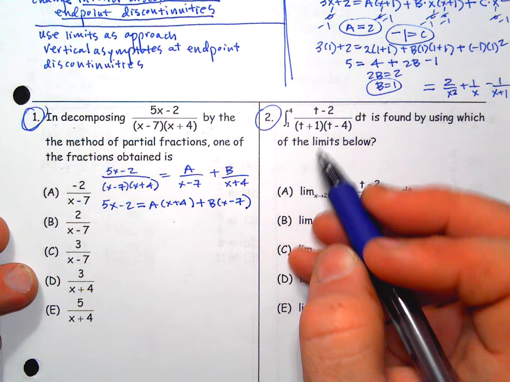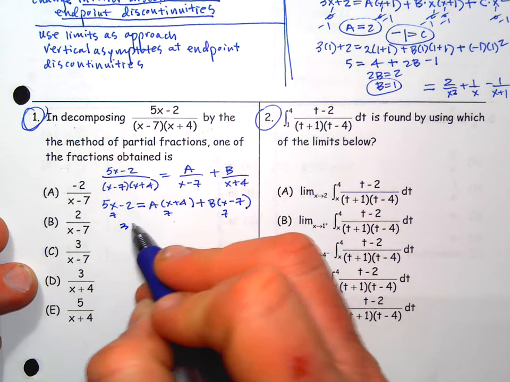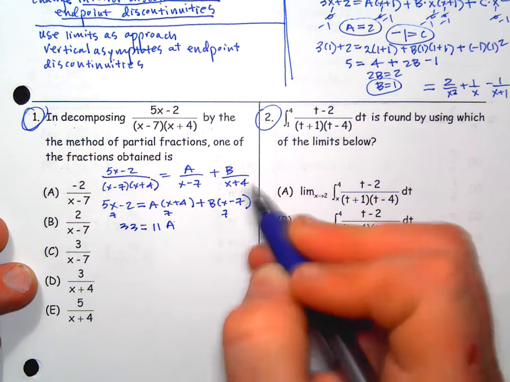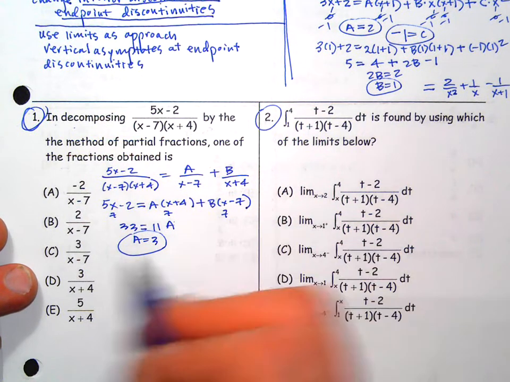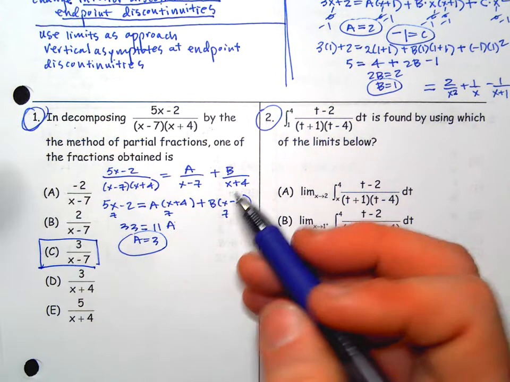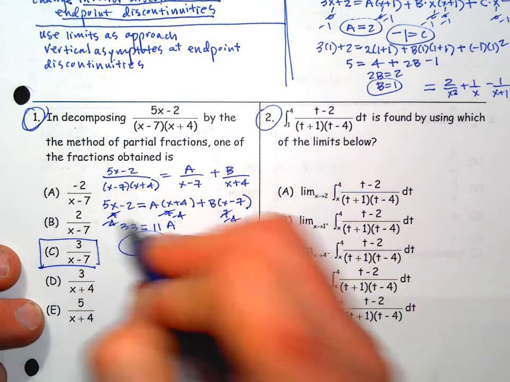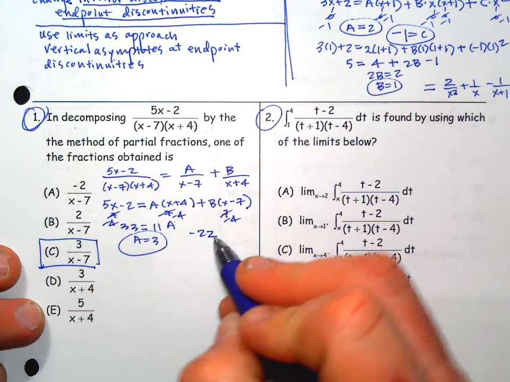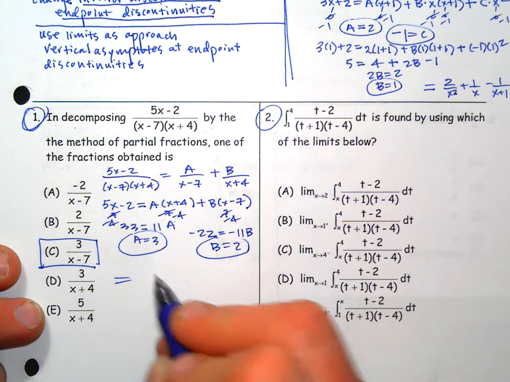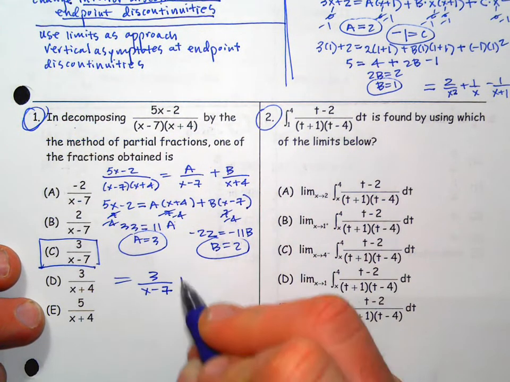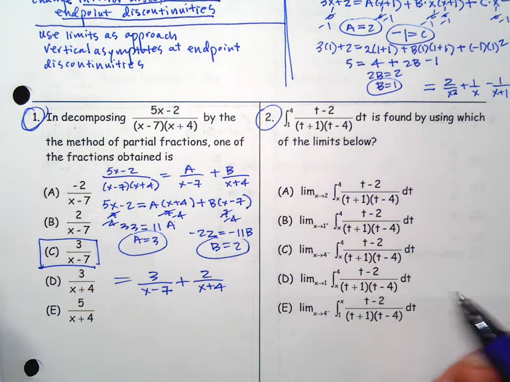And then we could plug a 7 in to all the x's. This can be 35. This can be 33 equals 11a, and that term goes away. So a equals 3. And you could even stop right now and say, oh, there it is. But let's act like maybe that one didn't turn out to be one of the ones on the list. So what would we do to find the b value? That'd be negative 22 equals negative 11b. So b equals 2. So the answer is going to be 3 over x minus 7 plus 2 over x plus 4. And so 3 over x minus 7 is only 1.